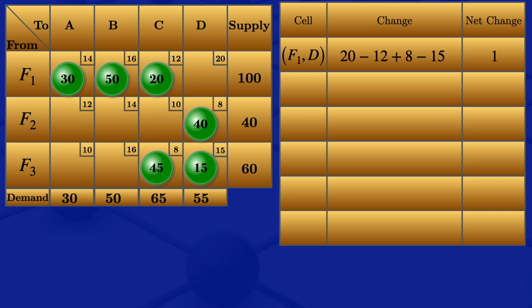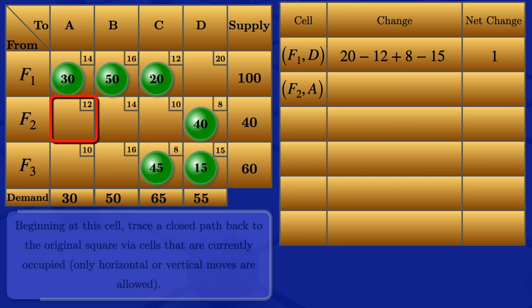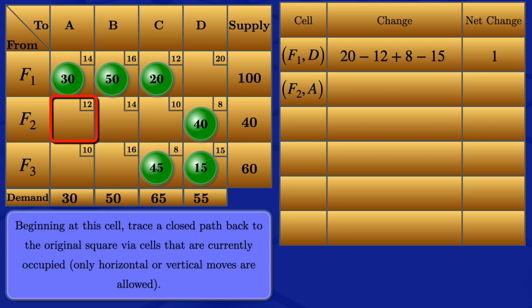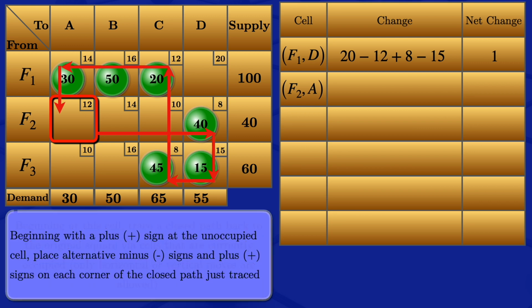We move on to the next unoccupied cell, which is F2A. Again, we trace a closed path back to the original cell via the cells that are occupied. We move horizontally to this cell, vertically downwards, horizontally to the next cell, vertically up, horizontally to this one, and back to the original cell. Again, we have to place a positive sign in the original cell, negative sign, positive, negative, positive, and negative.